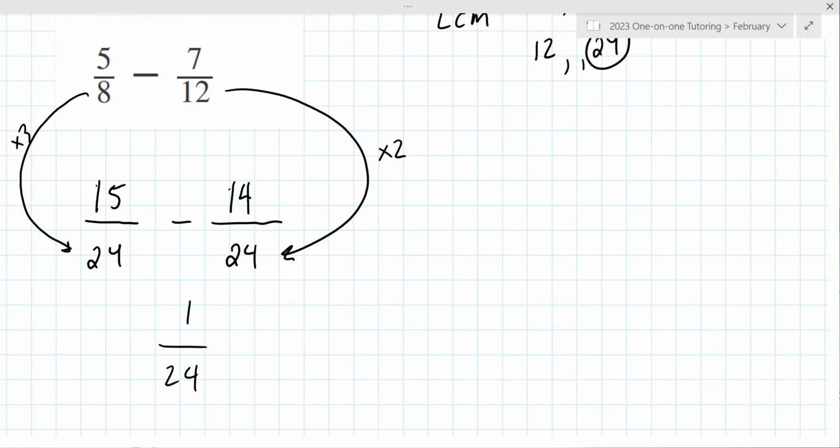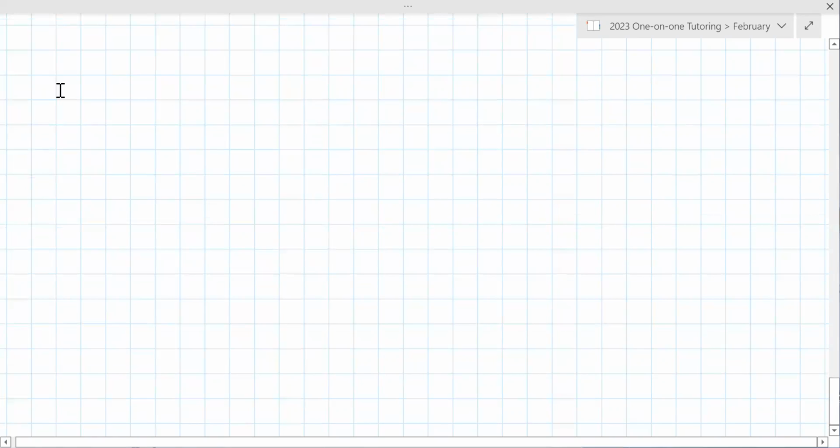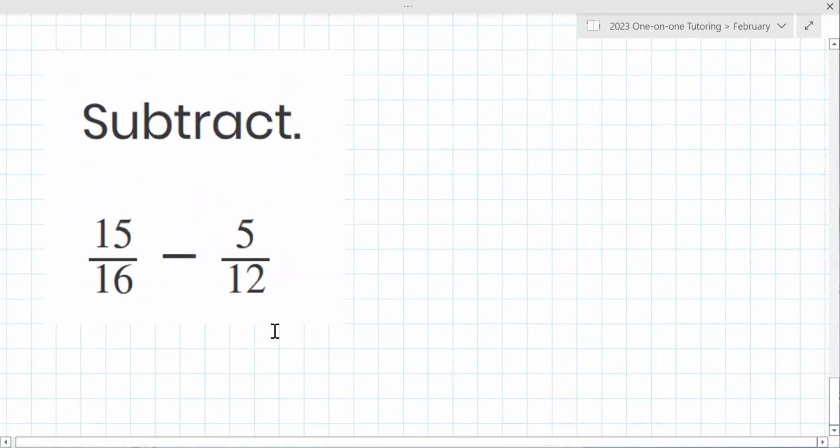So in some ways, the hardest part is just finding the least common multiple. So we'll do that again in this new problem here. Okay, so we want to find the least common multiple between 12 and 16. Can you give me the first multiple of 12? 24. Okay, and the next one? 36. Okay, and then 48 is the next one. 60, 72.